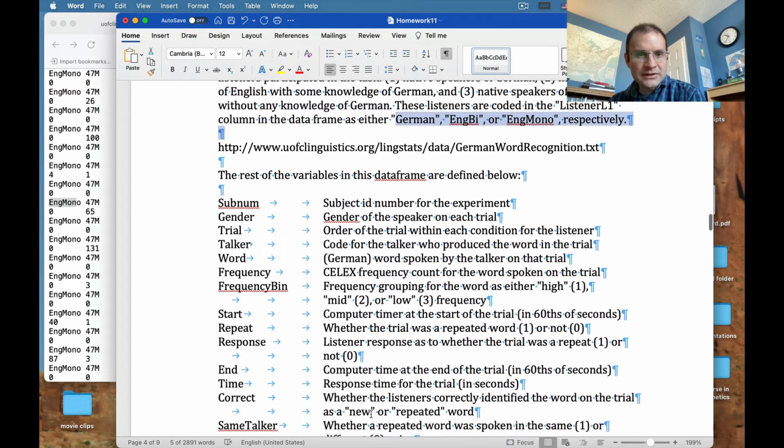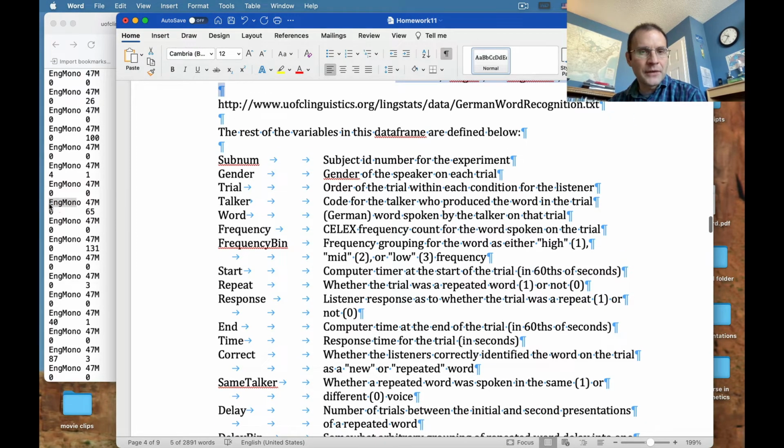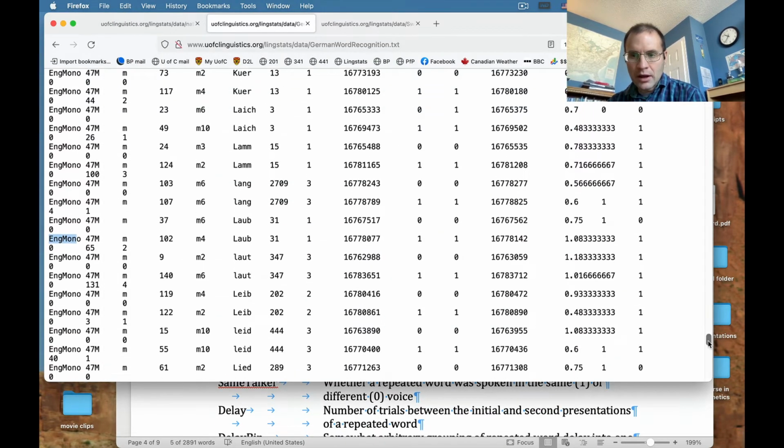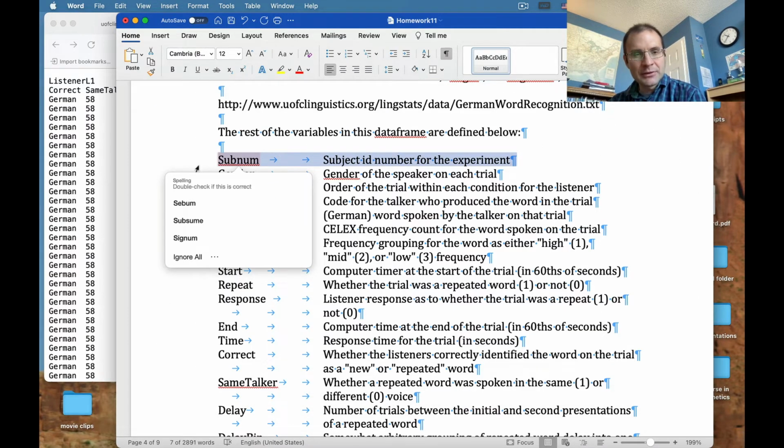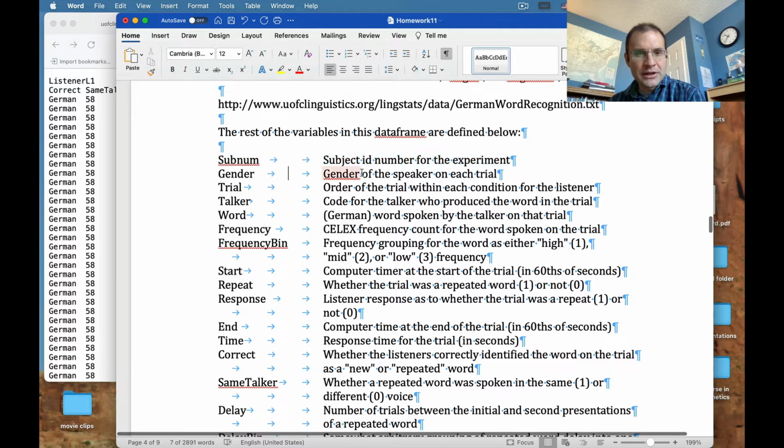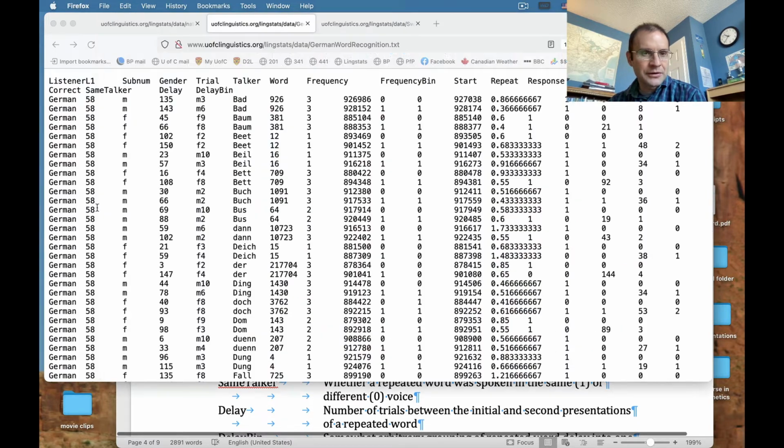Okay. The rest of the variables in this data frame are defined down below. A lot of these you won't have to worry about so much. So there's a unique number for each subject. There's the gender of the speaker on each trial. There's the trial number. There is the code for the talker who produced the word in the trial.